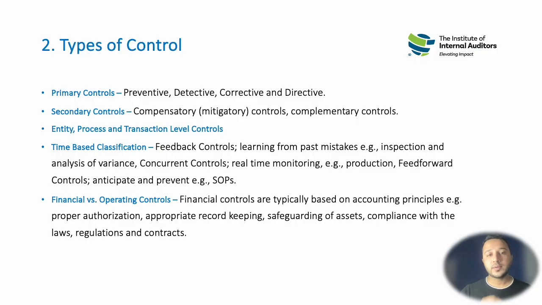Then the other way of looking at control is from a time perspective. Feedback controls could be learning from past mistakes. Concurrent controls could be reviewing ongoing activity, monitoring in real time. So this could be a way of looking at the controls. And feed forward control could be, as we have said, directive control, anticipating an issue and trying to place certain direction in order to guide and govern the behavior of the people through SOPs or guidelines or through regulations or job descriptions and training.